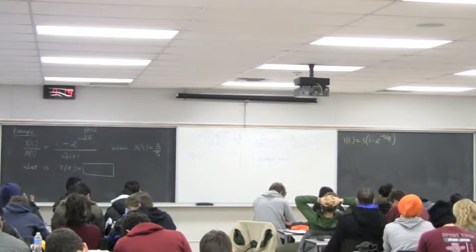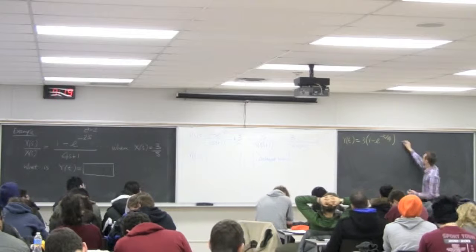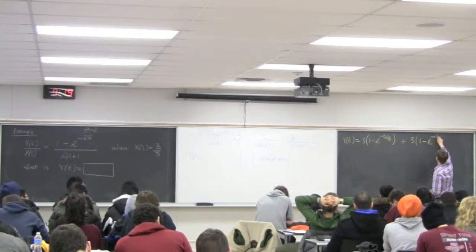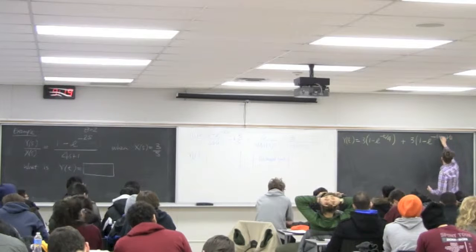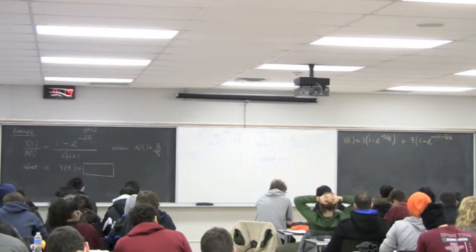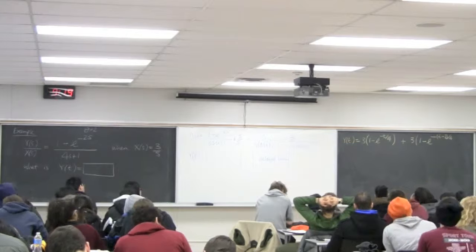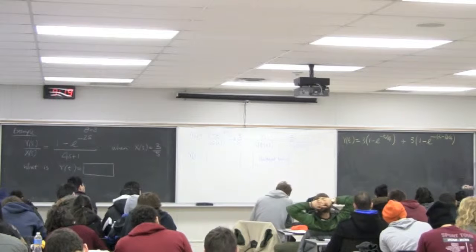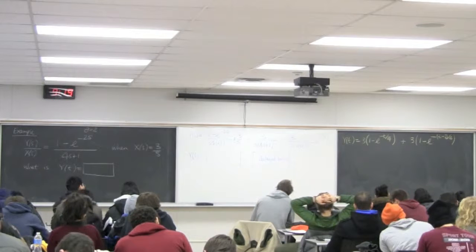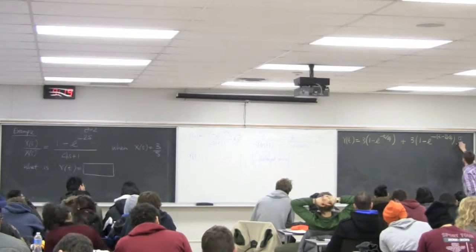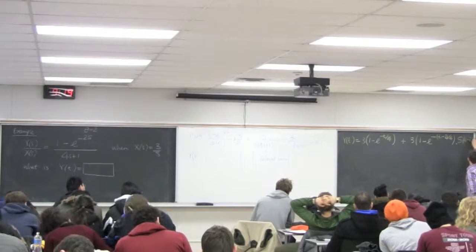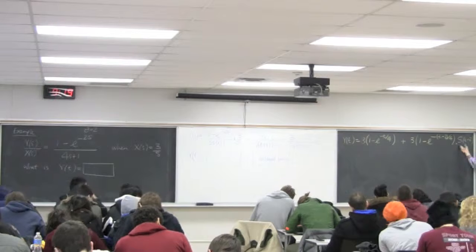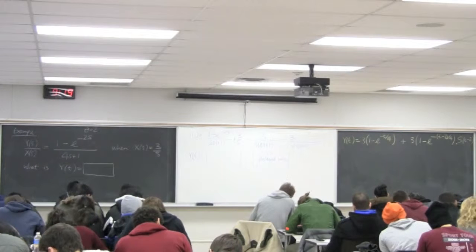One way we can write that is plus 3 times (1 minus e to the minus (t minus 2) over 4), and what we'll do is we'll also multiply by the step function, capital X, t minus 2.